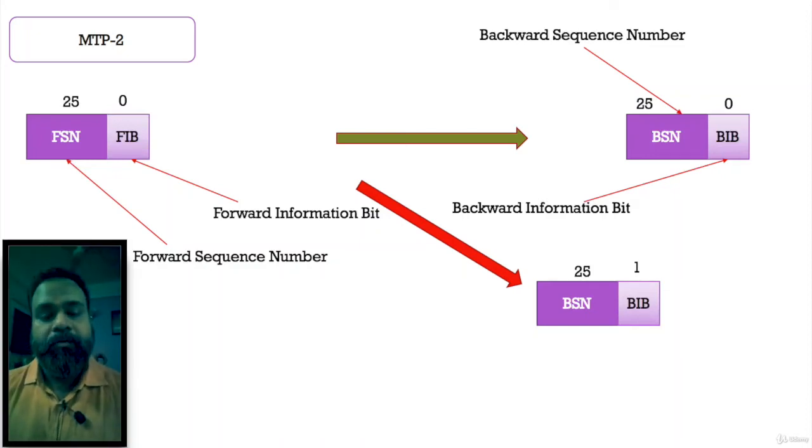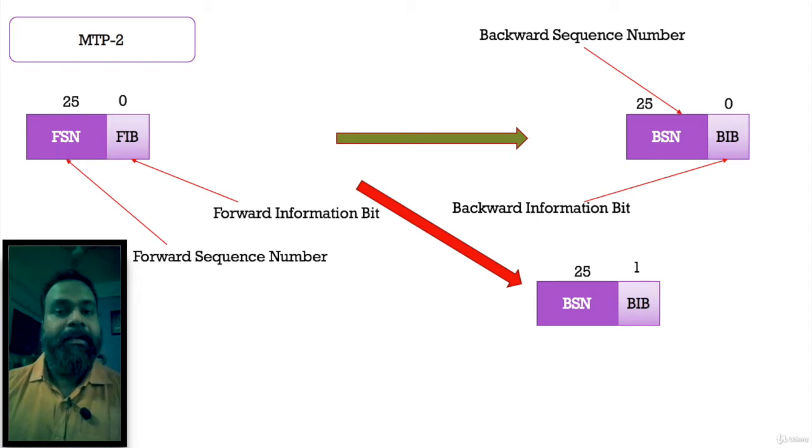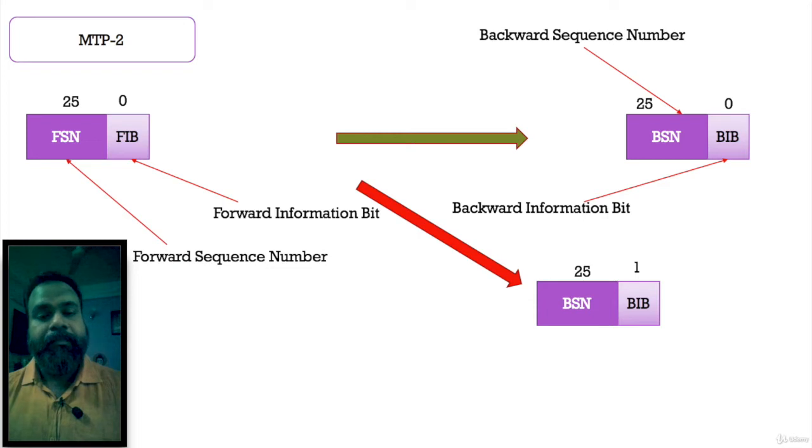So yeah, MTP2 layer is concerned with the flow control also. Just in the previous lesson we saw how error detection is done by applying the cyclic redundancy check. In this tutorial we'll see, after detecting the error, what steps are taken for reliable transmission of SS7 packets.